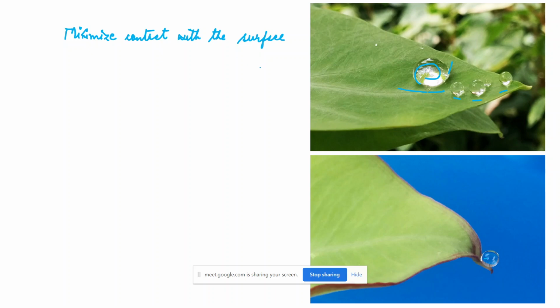So basically, water will try to minimize its contact with the surface because this surface is actually hydrophobic. Hydrophobic means, hydro means water, phobic means repellent. So basically, this surface is repelling water. It's not allowing water to come in contact with it, and that is why it's forming a sphere so that it can have minimum contact and minimum angle with the surface. You must have observed this phenomenon in many leaves or in many natural ways.